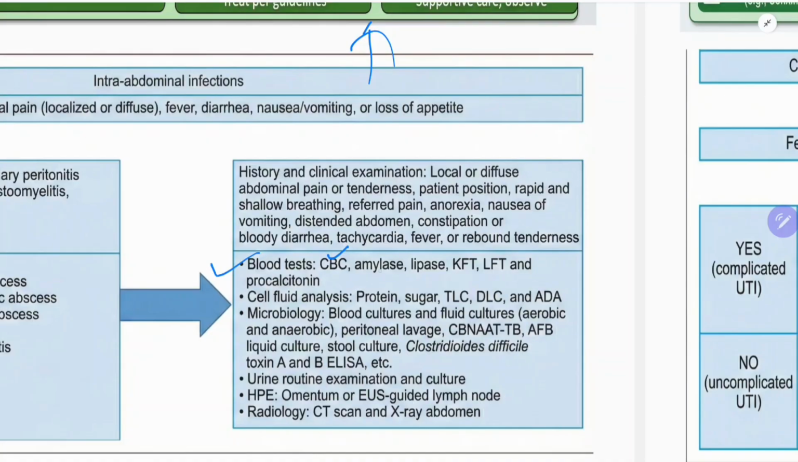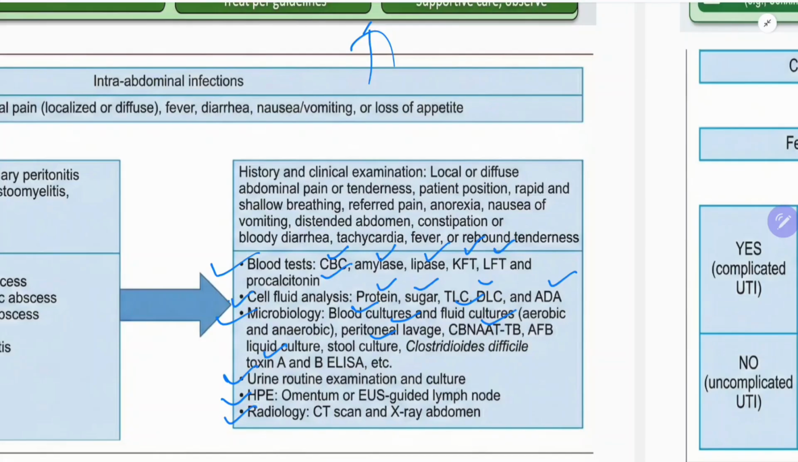Blood tests, what do you order? CBC, amylase for pancreatitis, lipase, same, KFT, LFT for liver pathology, and procalcitonin for ruling out bacterial infection. Fluid analysis: protein, sugar, if there is ascites, total count and differential count, and ADA for tuberculosis. Microbiology: blood cultures, fluid cultures, peritoneal lavage, CBNAAT for tuberculosis, AFB, stool culture, Clostridium difficile toxin A and toxin B. Urine routine examination. Histopathology examination includes omentum biopsy, endoscopic ultrasonography guided lymph node biopsy.